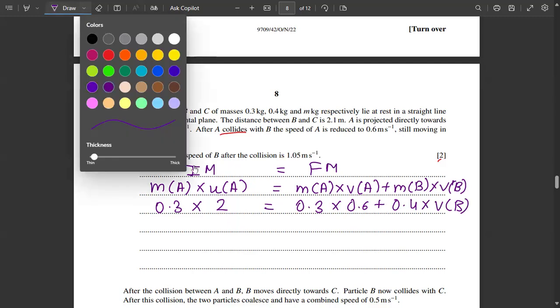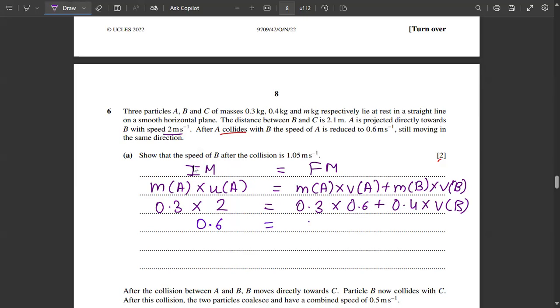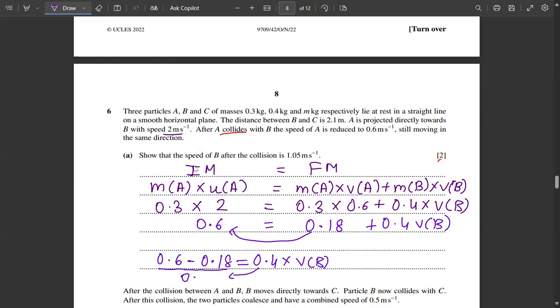So 0.3 into 2 is 0.6. 0.3 into 0.6 is 0.18 plus 0.4 into velocity of B. So this can go there, and we will have 0.6 minus 0.18 is 0.4 into velocity of B. So the velocity of B, we can take 0.4 down, is equal to 0.6 minus 0.18 upon 0.4. So the answer is 1.05 meter per second. And that's what we have to show, that the speed is 1.05 meter per second.